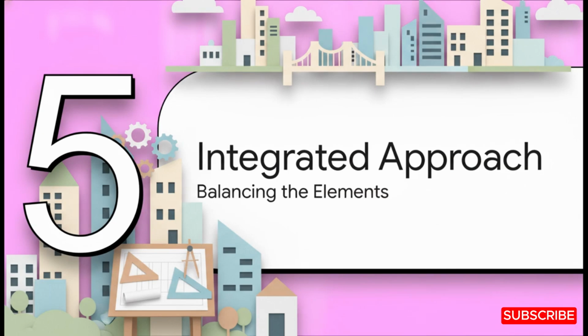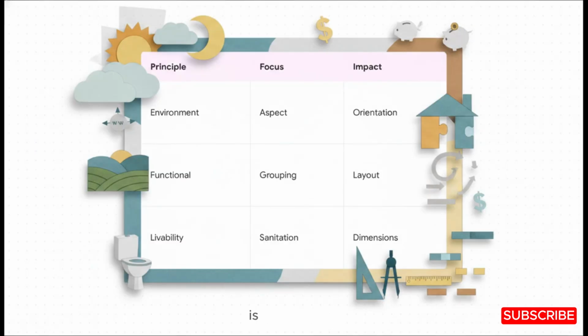And finally, Section 5, the integrated design approach, balancing the elements. This is the moment where all these competing, multidisciplinary factors finally meet on the drafting table. To really summarize this complex process, look at how these elements interact. The architect has to synthesize environmental controls like aspect and prospect, which directly determine how the building is oriented on the plot and exactly where the windows are placed.